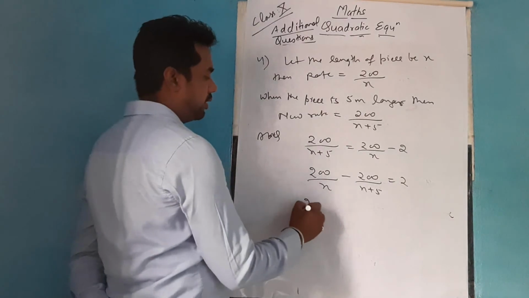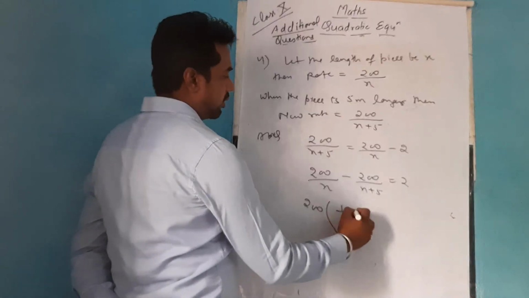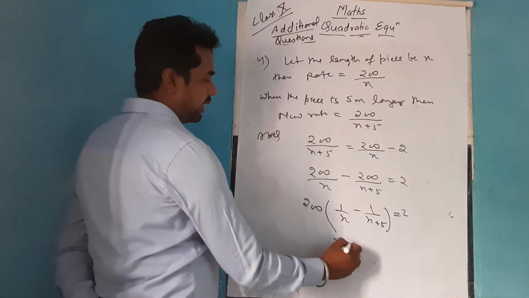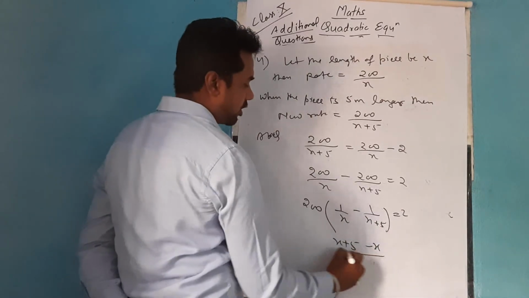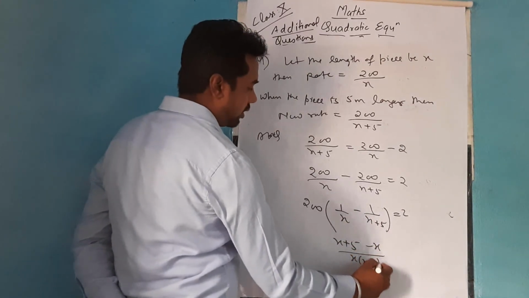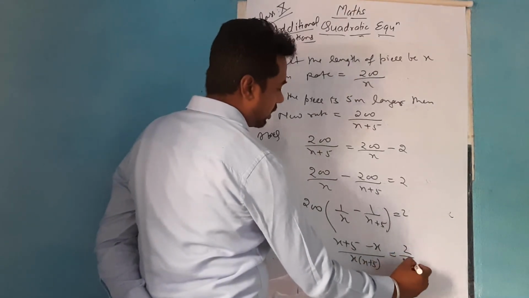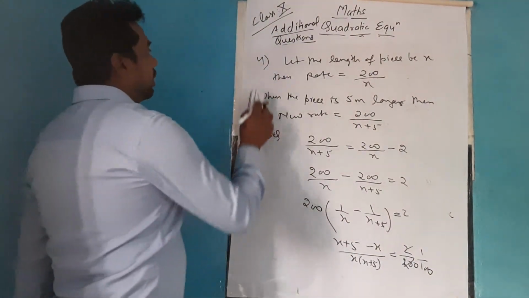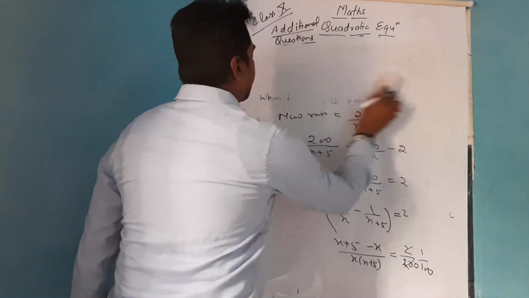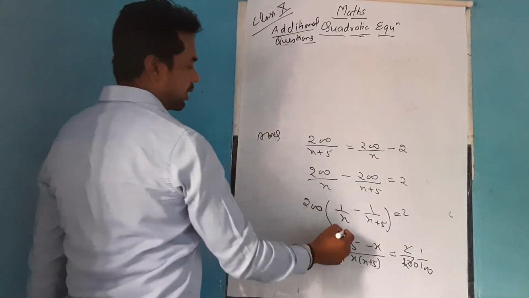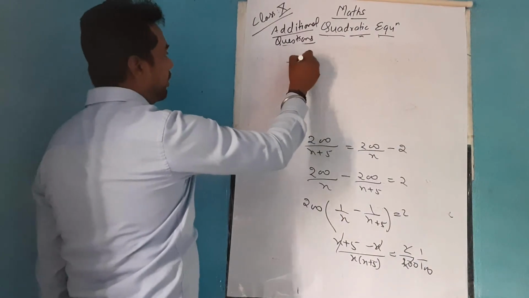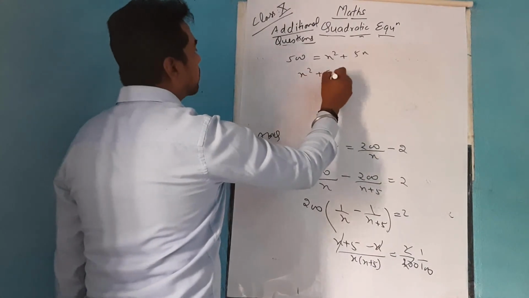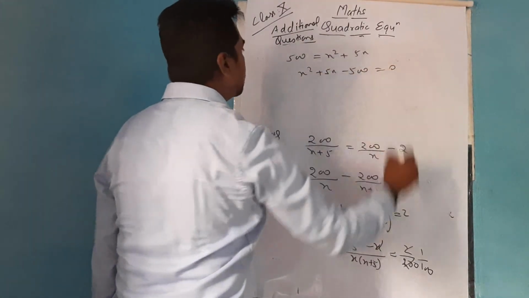Again we'll proceed in the same way. We'll take 200 as common. That becomes 1 by x minus 1 by x plus 5 equals 2 by 200. Taking the LCM of the left side, x plus 5 minus x upon x times x plus 5 equals 2 by 200, which gives 1 by 100. Now when you solve it for x, 100 into 5, 500 equals x square plus 5x, or x square plus 5x minus 500 equals 0.